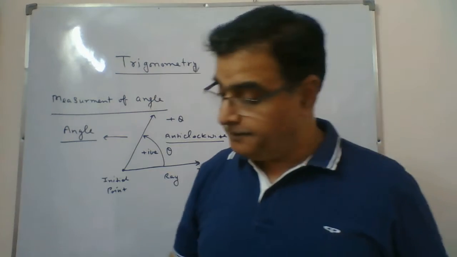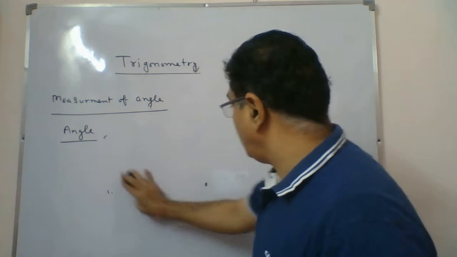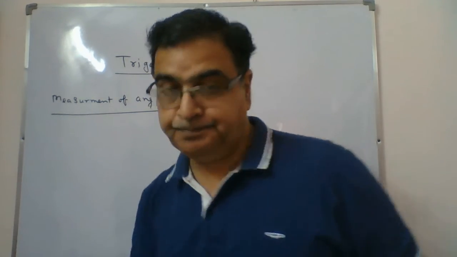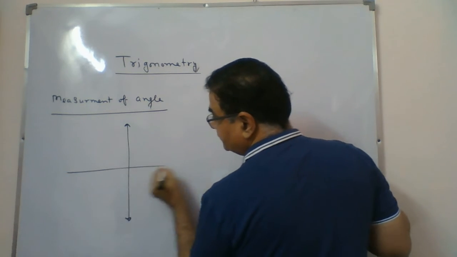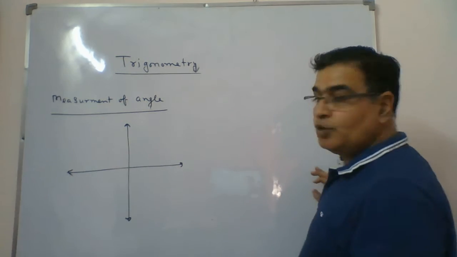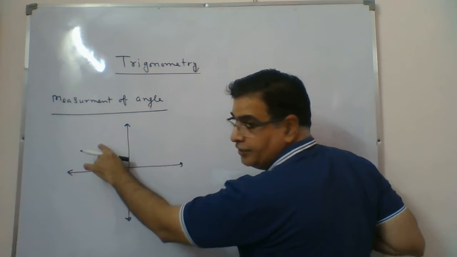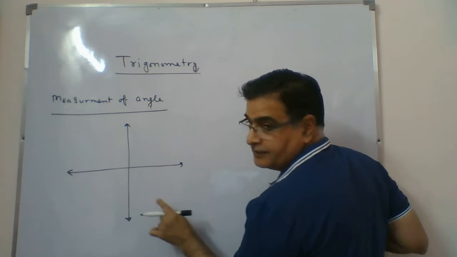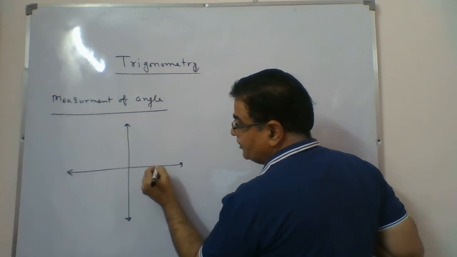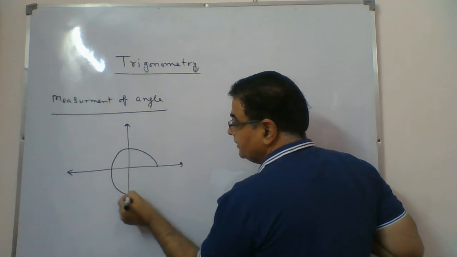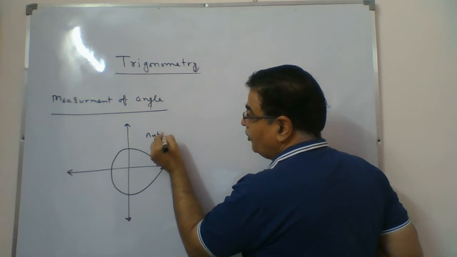And that is the reason we have our graph paper. If you just think, this is the graph paper you have, and you have done this: this is the first quadrant, this is the second quadrant, this is the third quadrant, this is the fourth quadrant. Why? Because when you rotate this ray in this direction, that means which direction? It is anti-clockwise.